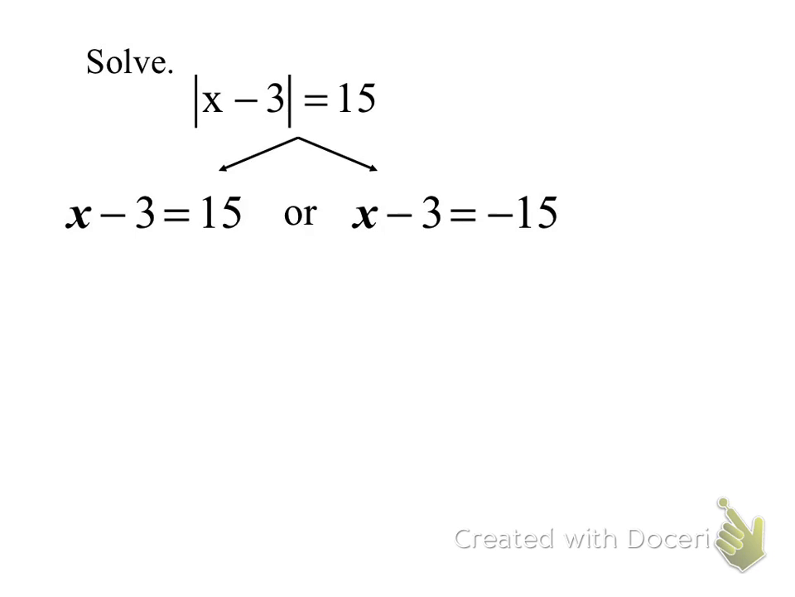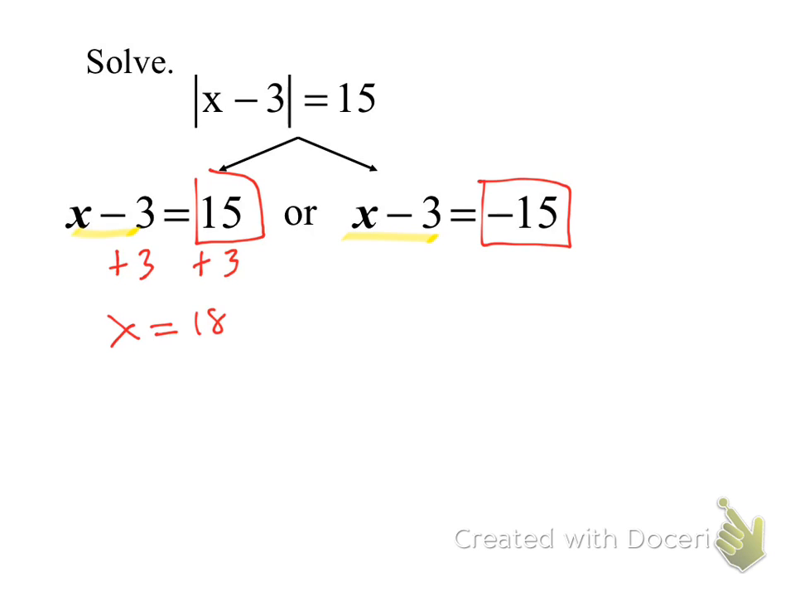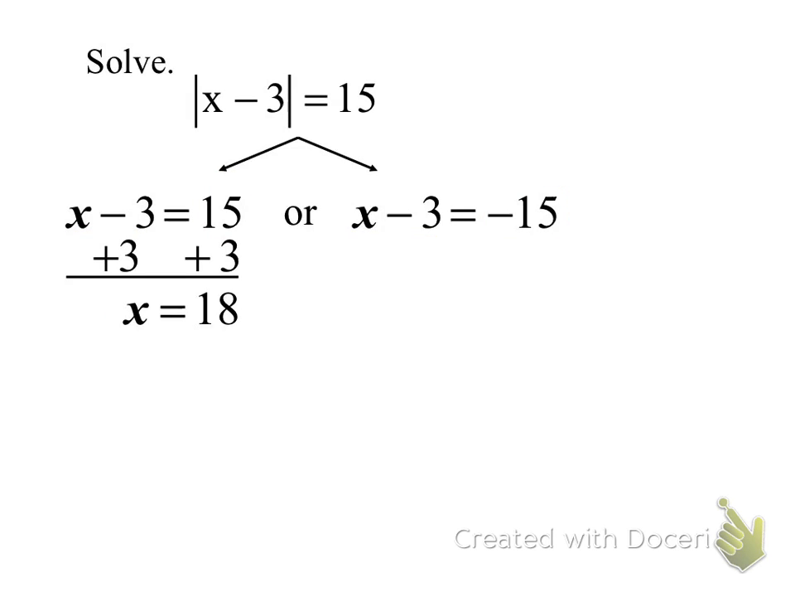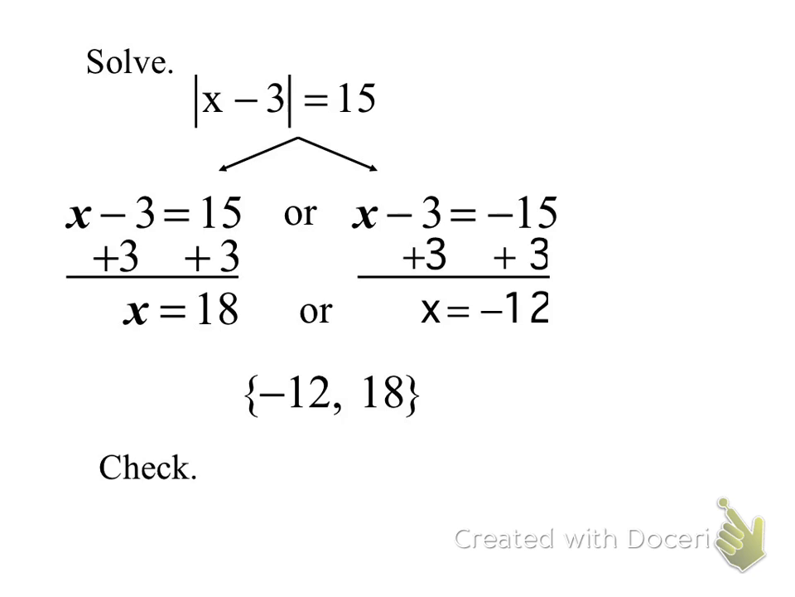Okay, the two equations, notice this part is exactly the same. What changes is the 15 and negative 15. So I'm going to add 3, x is equal to 18, add 3 to negative 12. So my solution is negative 12 and 18. Okay, and we can check that. We should be able to check that. Mentally or, physically, you can actually write it down.